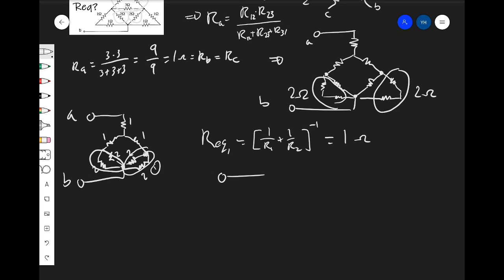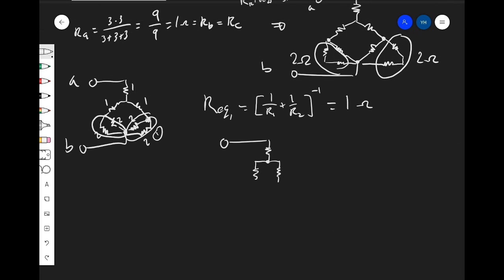So now if we redraw the circuit one more time, we would get this combination, all in series with each other, and they end at B. So we have 1 ohm here, we have 1 ohm here, 1 ohm, 1 ohm, 1 ohm. We can combine these and these in series. We'd get 2 ohms, we get 2 ohms.